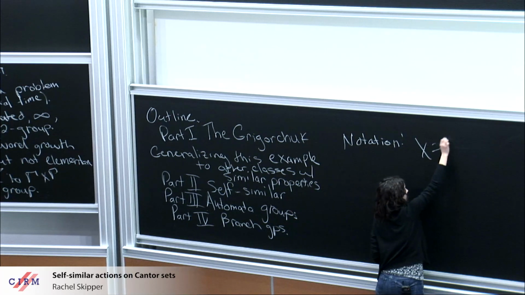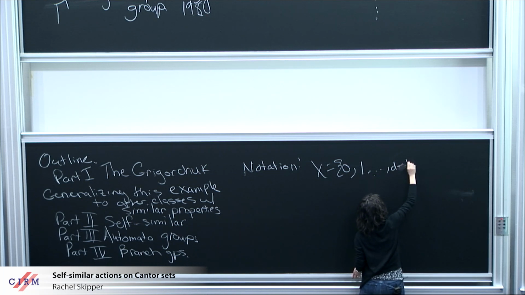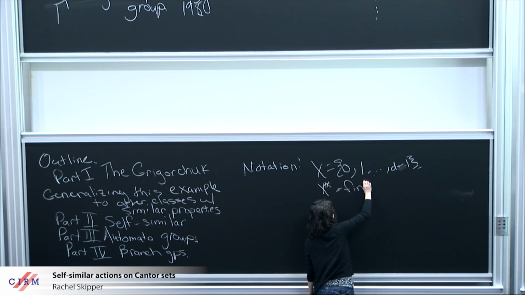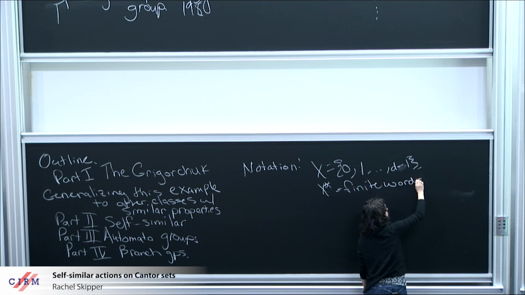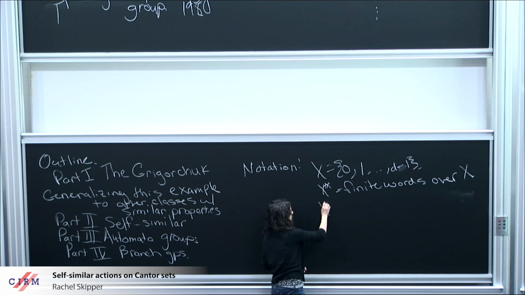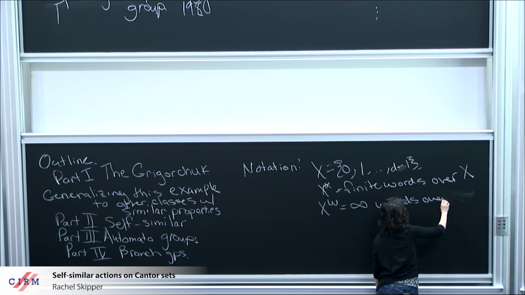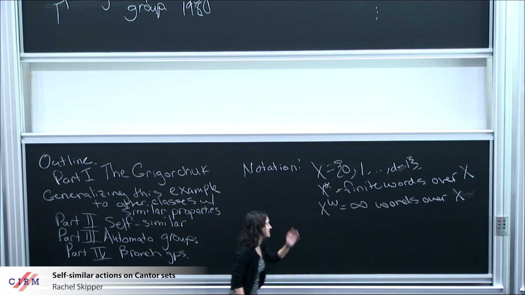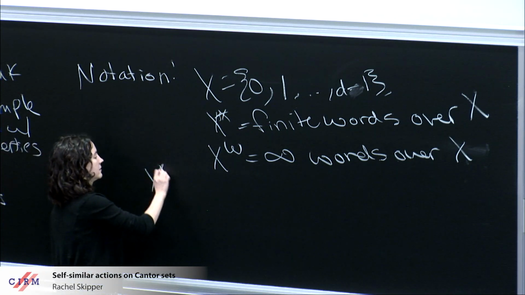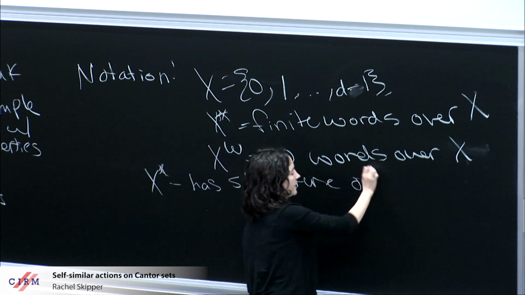So I'm just going to take X always to be the numbers 0 up through d minus 1. I'll take X star to be finite words over X. I'll take X omega to be infinite words over X. And our reason for doing this is it gives us the notation we need to work with our trees. So X star has the structure of the vertex set of a tree.